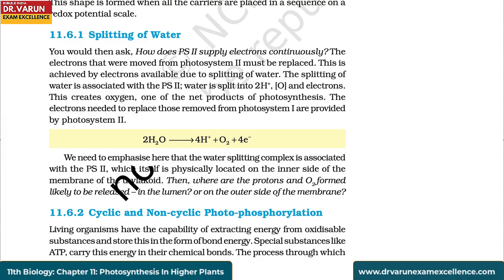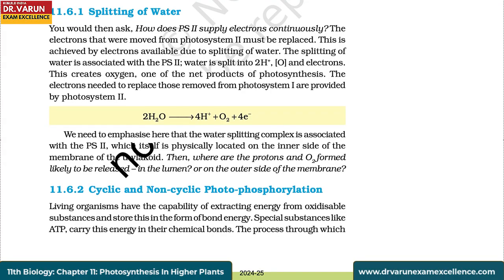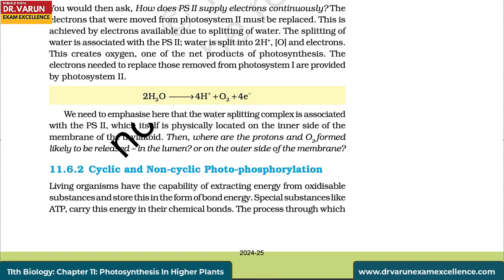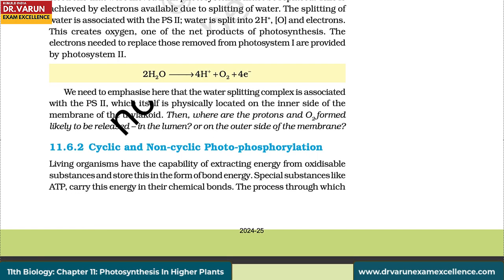This creates oxygen, one of the net products of photosynthesis. The electrons needed to replace those removed from photosystem 1 are provided by photosystem 2. So 2 molecules of water break into 4 protons plus 1 oxygen molecule plus 4 electrons.